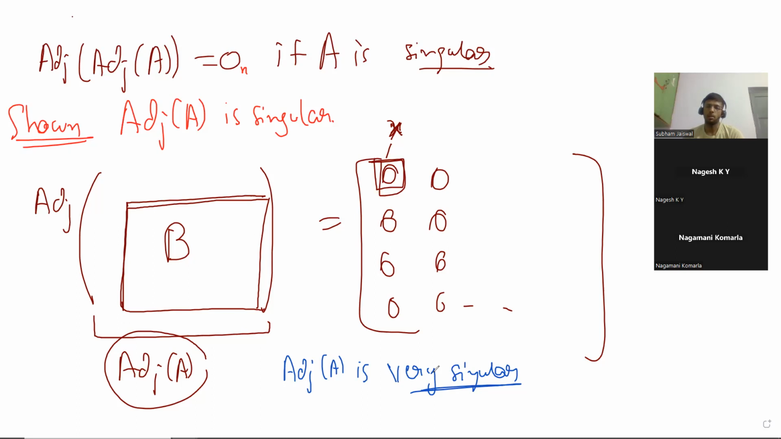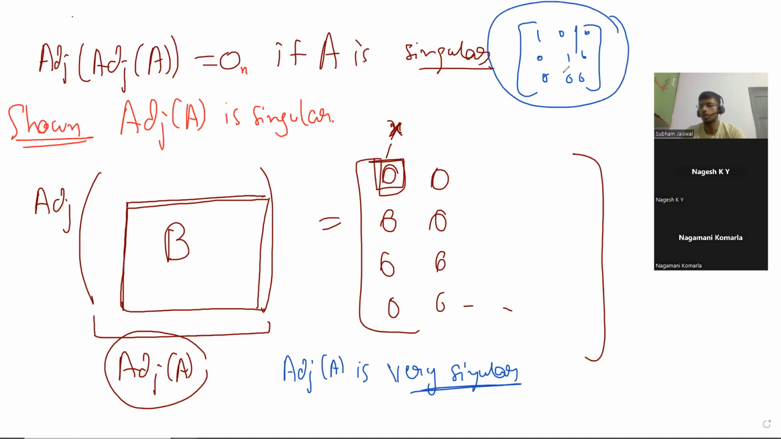You can see the difference, what I'm trying to say, right? If you look at this kind of matrix, it is singular, but every 2 by 2 block is not singular. By definition we're deleting one row and one column, so n minus 1, n minus 1 will come. But that is not singular in this case. For the adjoint of A, they are singular.